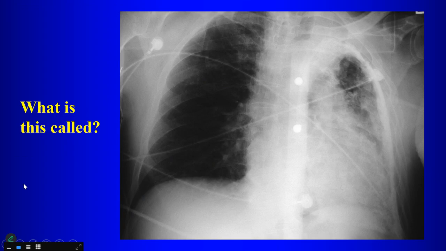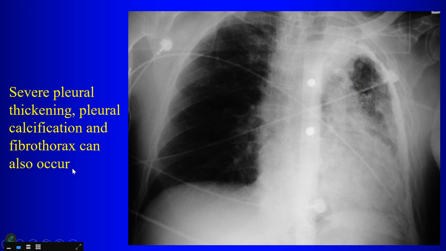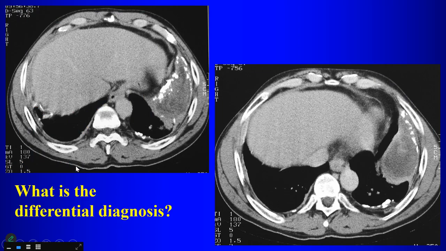What's the finding here? Left side volume loss and pleural thickening. There's something special about the pleura here. What is it? Calcified. It's calcified. Yeah, it's diffusely calcified. What do we call this? Fibrothorax. This is called fibrothorax, right? When you have extensive pleural scarring with calcification, that actually leads to constriction of the lung and loss of volume there. So that's a fibrothorax. Severe pleural thickening, pleural calcification, fibrothorax.